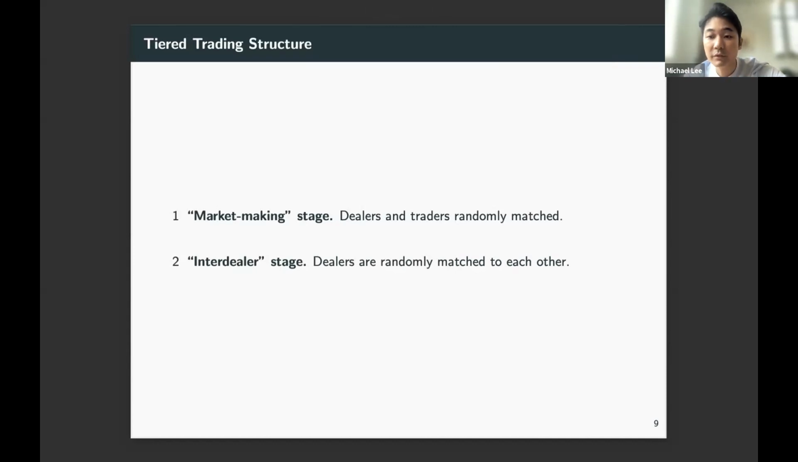So this is how we capture this tiered trading structure, where in the first stage, dealers have decentralized trading with their respective clients. And in the second stage, they turn around and have an opportunity to trade amongst themselves, where they play a central role in the trading of this OTC market.